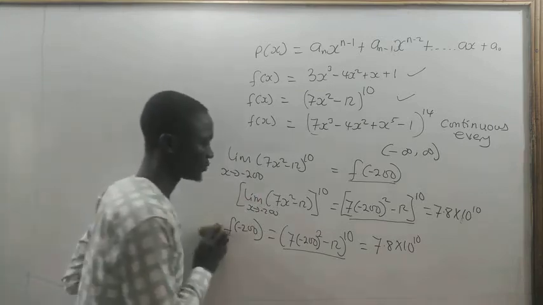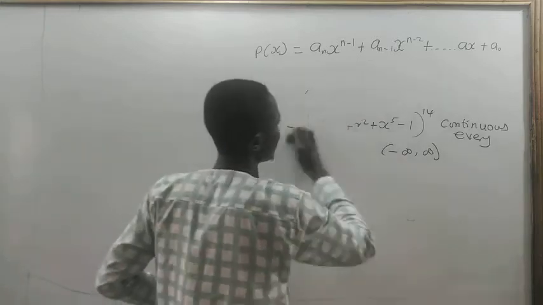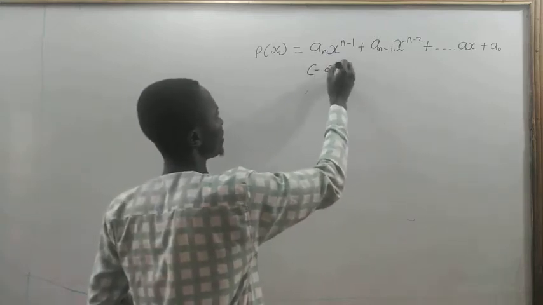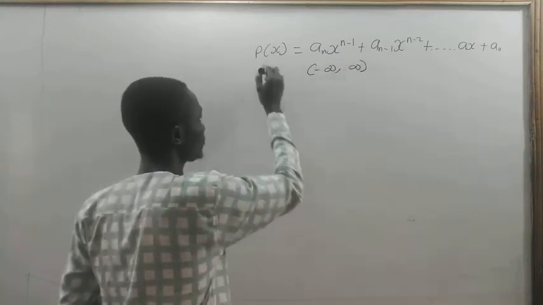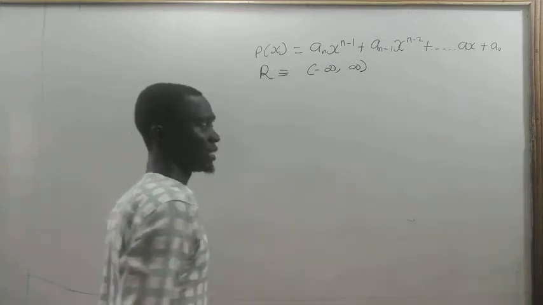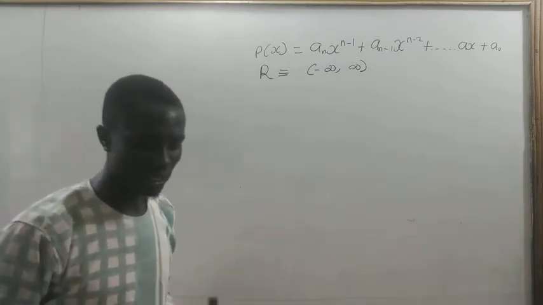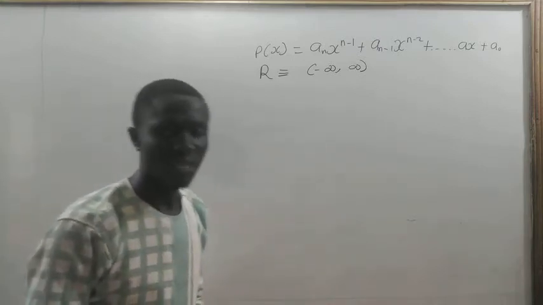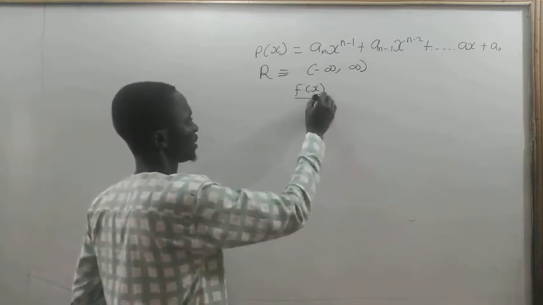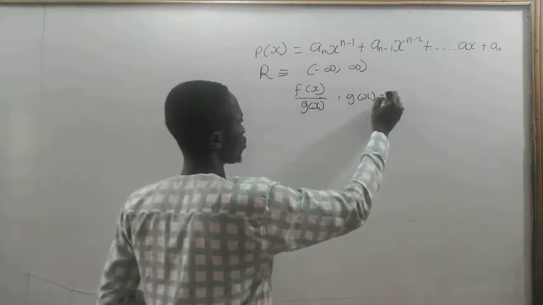Now let's move on. So we conclude that for every polynomial function, the interval of continuity is from negative infinity to positive infinity for the set of real numbers. And we state that polynomial functions are continuous everywhere. Now, let's take a rational function. A rational function is of the form f of x divided by g of x, where g of x is not equal to 0.